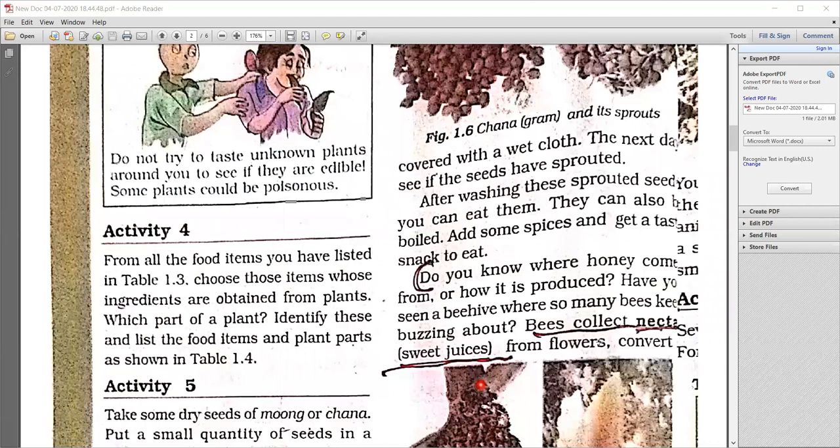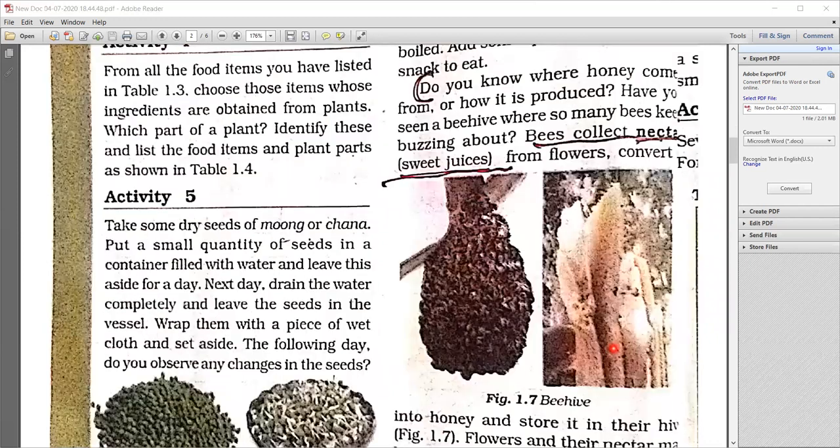So honey is the only food item which is never spoiled. We can store it for a long period of time. It is also used as medicine.